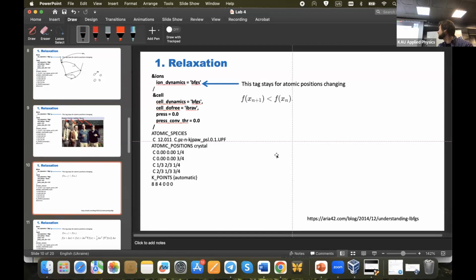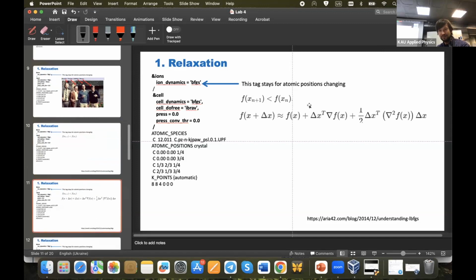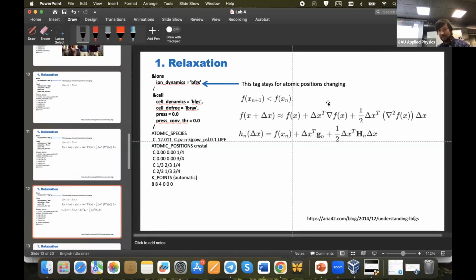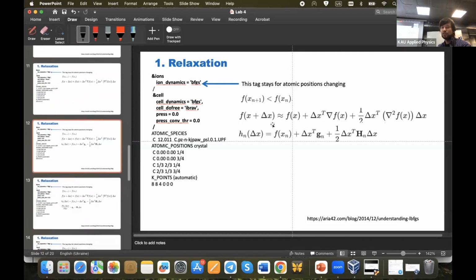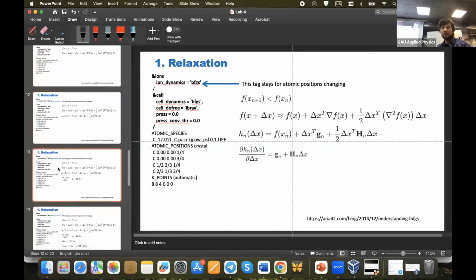And about the mathematics: we have some function, for example, the energy function, whose value at the next coordinate in the next step will be lower than in the previous step. Then we make some mathematics. We have this Taylor expansion. Then we calculate some difference, so how it changed. We can calculate some derivative, how it changed with this small delta x moving.